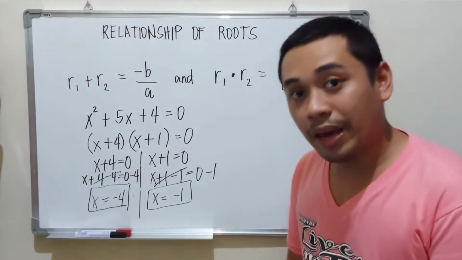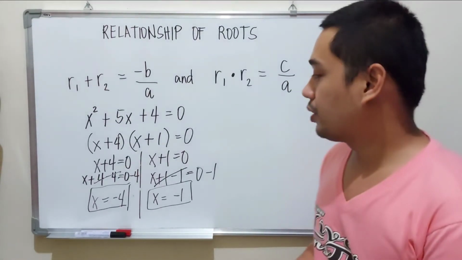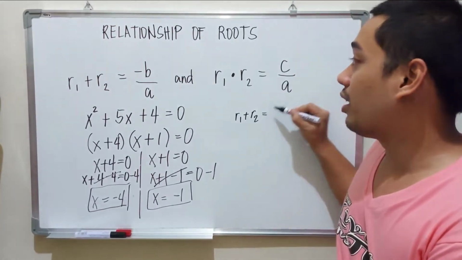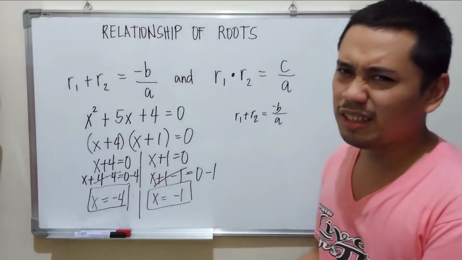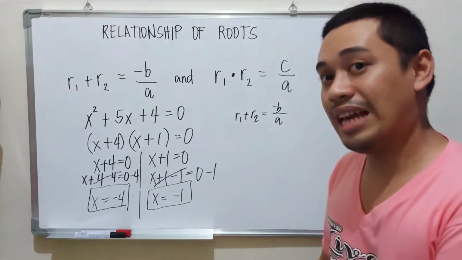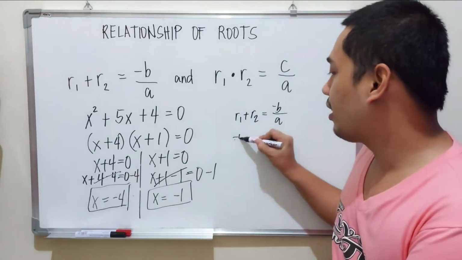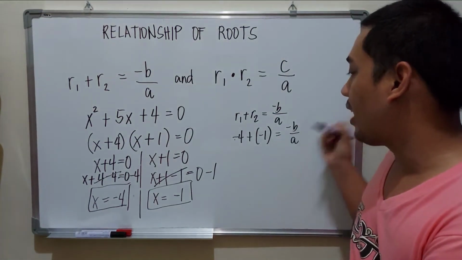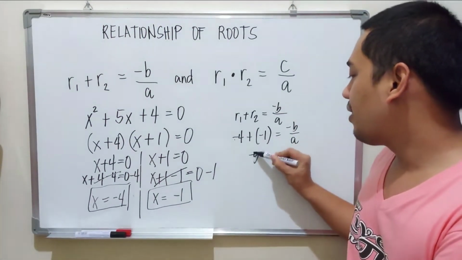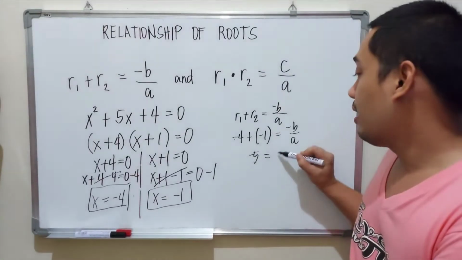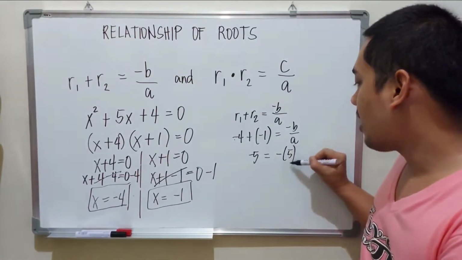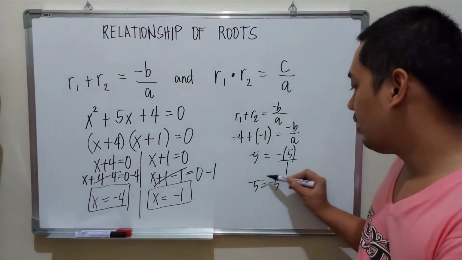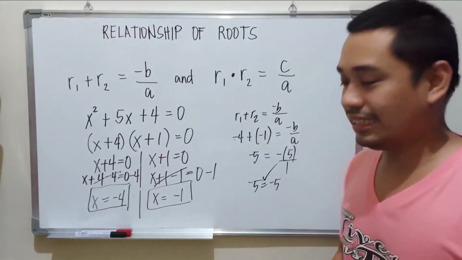How are we going to compare the relationship between roots? Ang sabi natin, we have R1 plus R2 equals negative B over A, or the inverse of the quotient of B and A. Then we have negative 4 plus negative 1 is equal to negative B over A. Then, we have negative 5 is equal to what is B? We have negative 5 over 1. Then, negative 5 is equal to negative 5. They are the same.